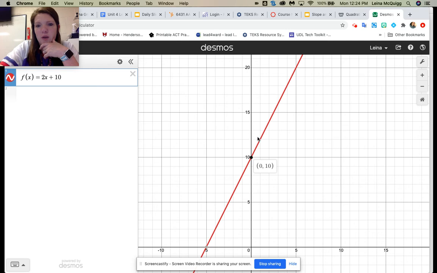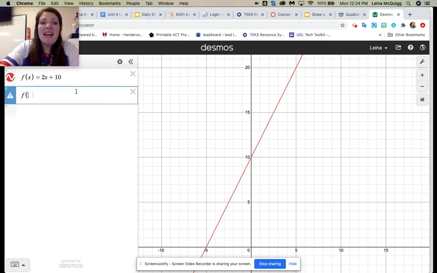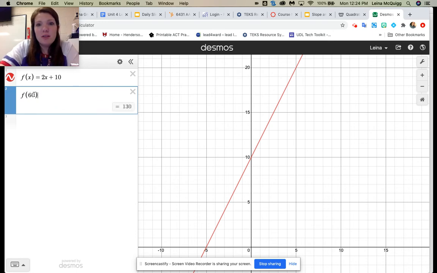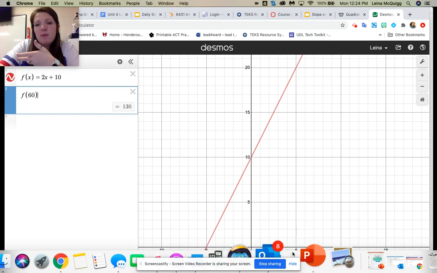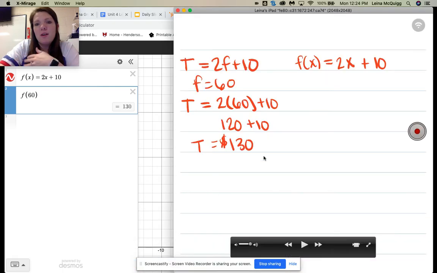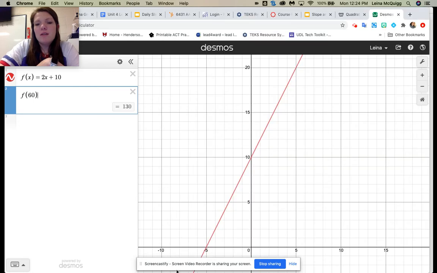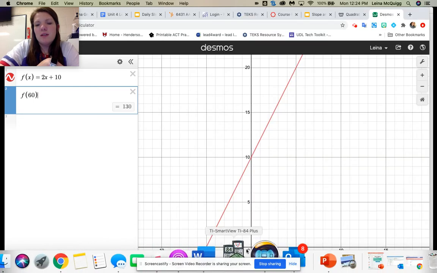So we rise 2 over 1. There's our slope, okay? So now I want to know when x is 60, how much do I have to pay? So I could type that in, f of 60. I could use my function notation that we learned earlier this year, and it tells me 130. And that's what I got when I worked it out over here, right? I got 130, okay?